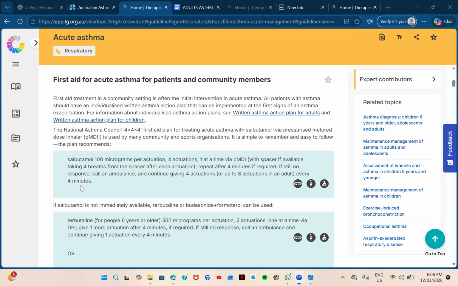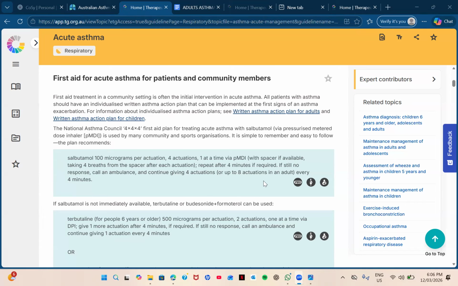If there is still no response, you have to call the ambulance and continue giving 4 actuations, or up to 8 actuations in adults, every 4 minutes. That's why we call it the 4 by 4 by 4 rule, because everything is mentioned in multiples of 4, right? We repeat after 4 minutes, and if the patient is still not relieved, we continue, and after calling the ambulance we can also continue every 4 minutes, right?